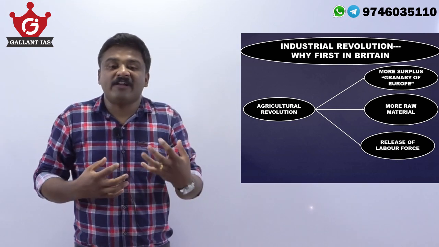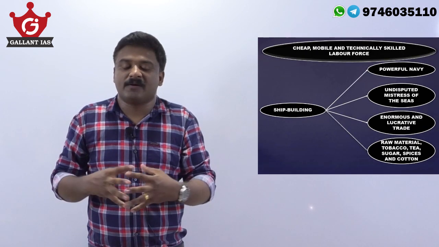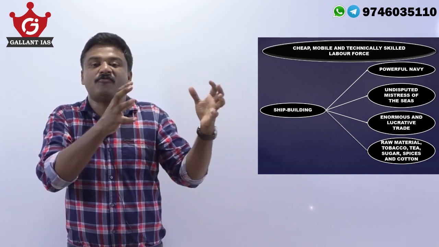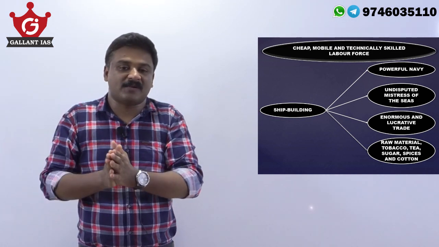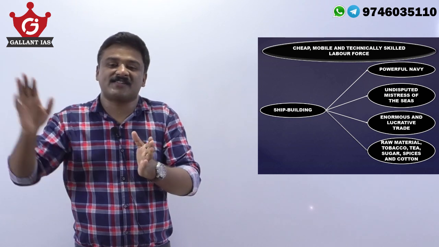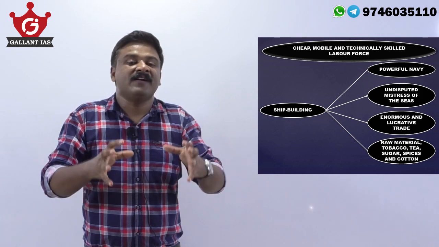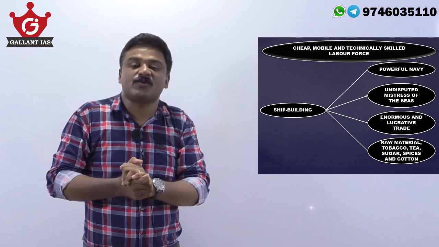Now, there is availability of cheap and technically skilled labor. When the agricultural revolution happened, many labor force were released and they are working in the factory system now. They are weavers, spinners, etc., in cotton industries. You see, they are cheap labor, they are technically skilled labor, and they are employed in this factory system of production.